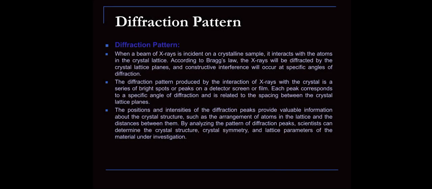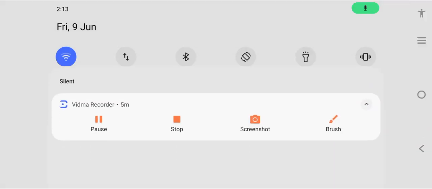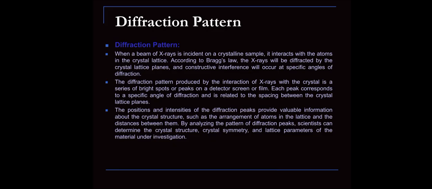Now, diffraction pattern. When a beam of X-rays is incident on a crystalline sample, it interacts with the atoms in the crystal lattice. According to Bragg's law, the X-ray will be diffracted by the crystal lattice planes, and constructive interference will occur at specific angles after diffraction. The diffraction pattern produced by the interaction of X-rays with the crystal is a series of bright spots or peaks on a detector screen or film.